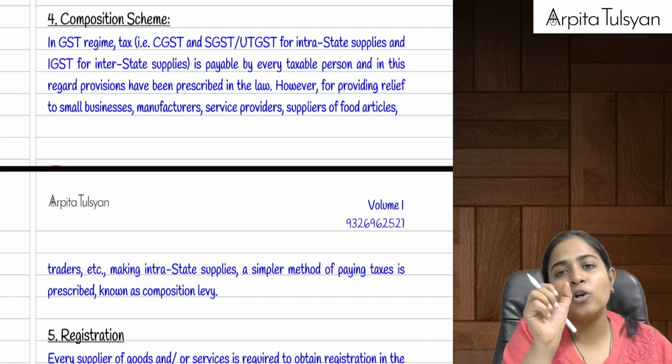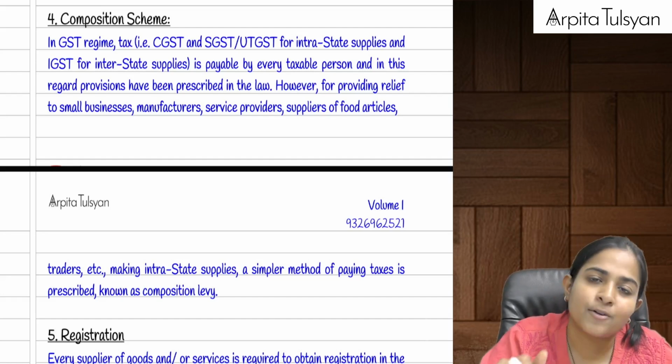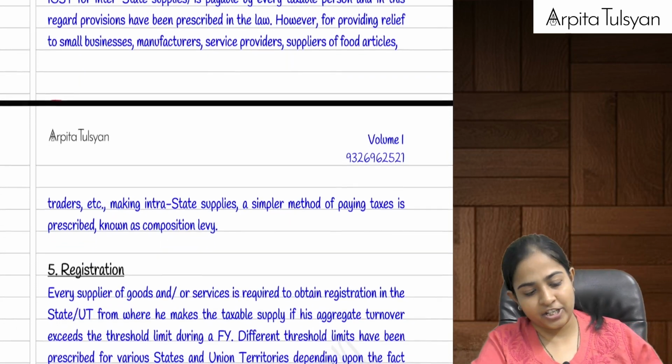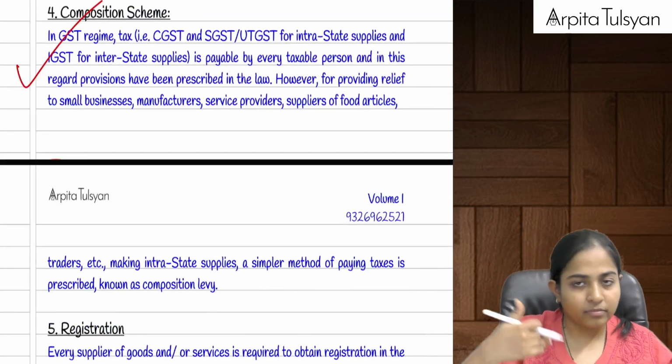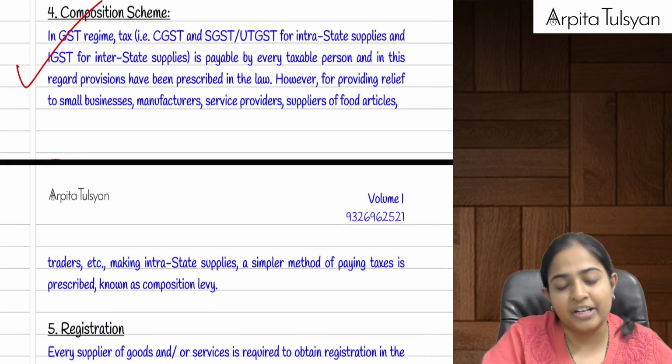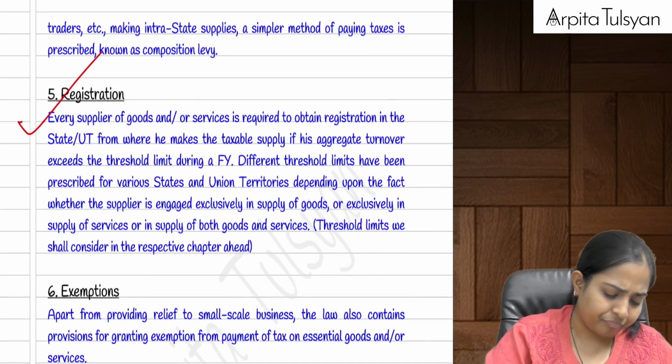They can pay a nominal amount of tax on their sale and that will be sufficient. Okay, but there are many terms and conditions attached to it, but yes, that we will study when we go ahead. This is given under your composition scheme.